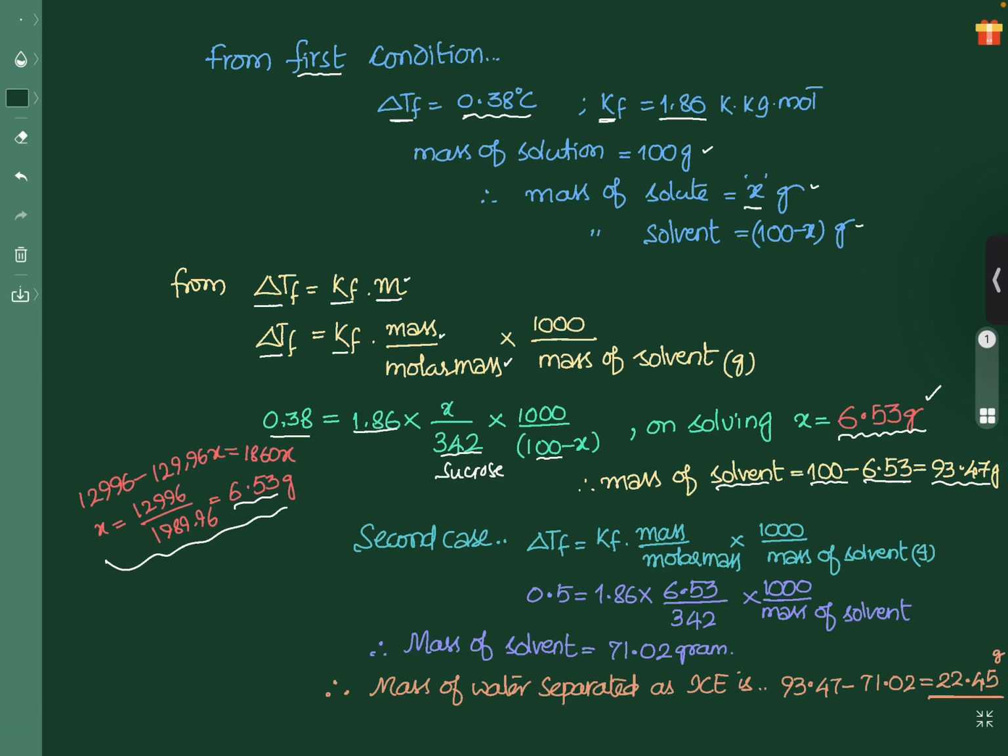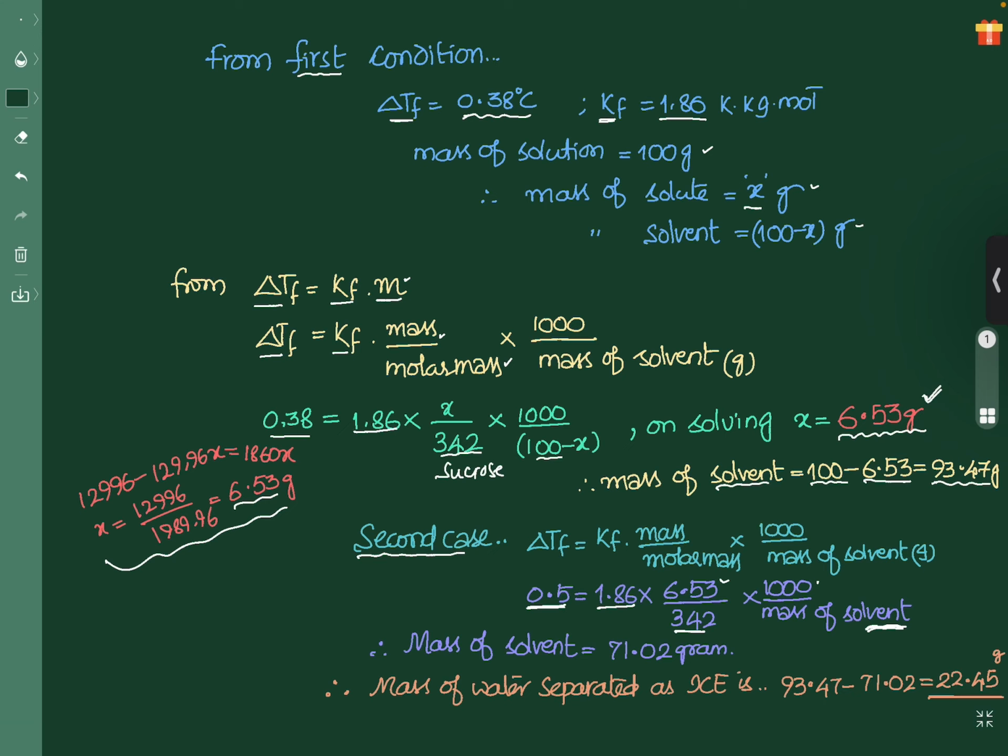Now the same 6.53 grams will be there even in the next case, the second case, at minus 0.5 degrees Celsius. Temperature reduced to minus 0.5, that means delta Tf is going to be 0.5. 1.86 again constant. Now here I am taking 6.53 because this is the mass of the sucrose, 342 same, into 1000 by mass of solvent. Here the mass of solvent we are going to calculate. For example, you are getting some 50 grams. Initially it was 93.47. Now it is 50 grams, meaning whatever the difference is, that difference is converted into ice. This is a wonderful question.